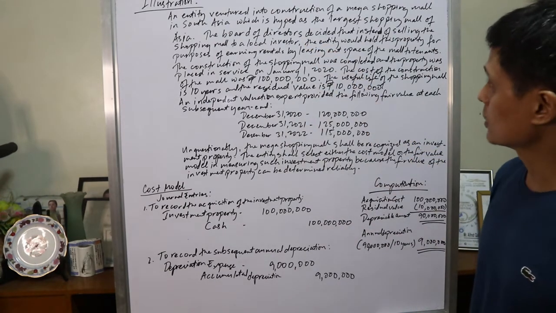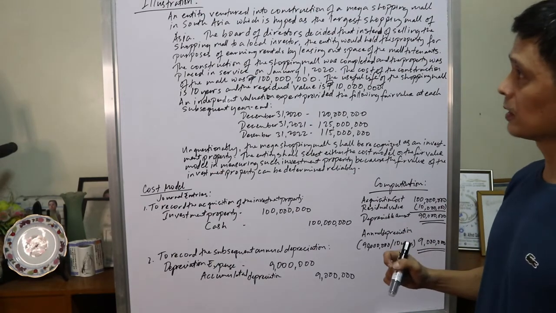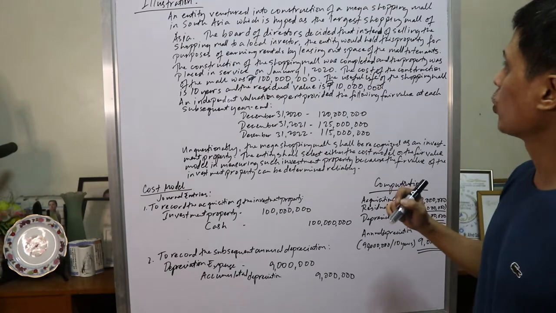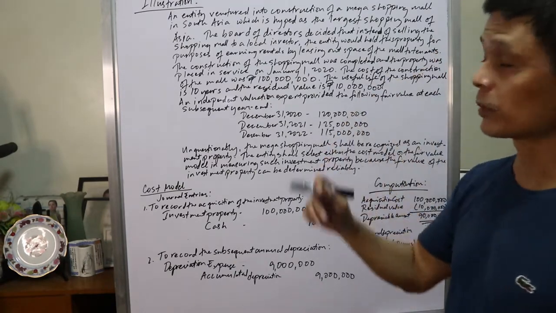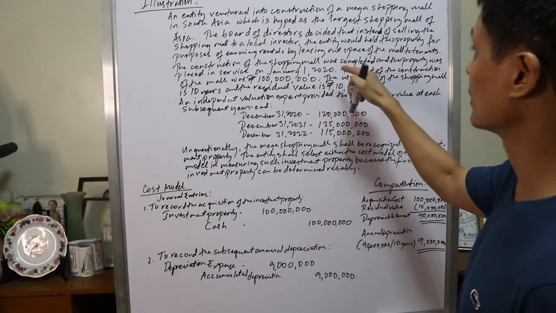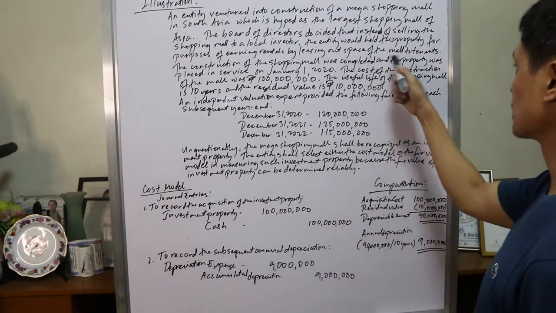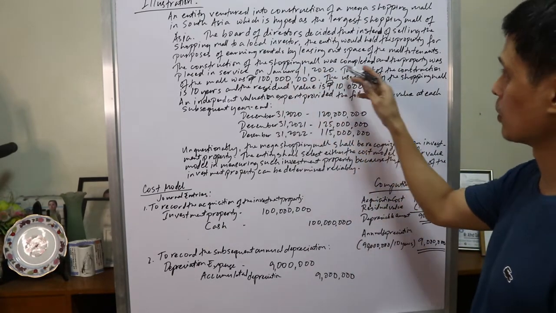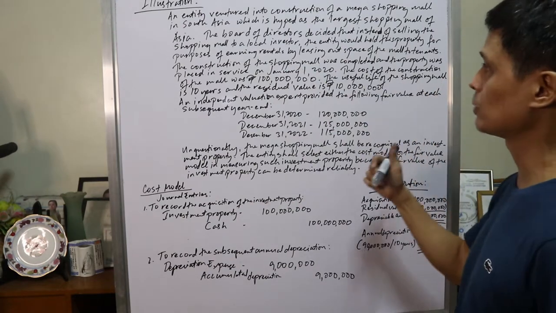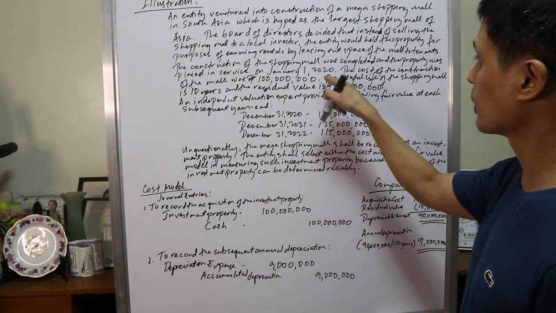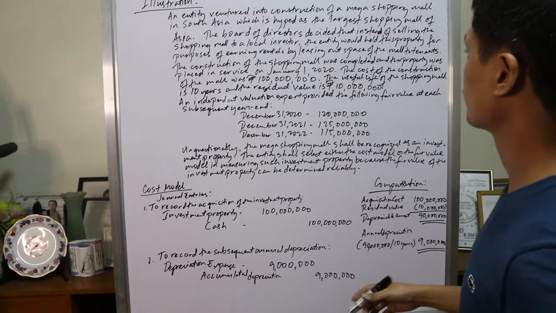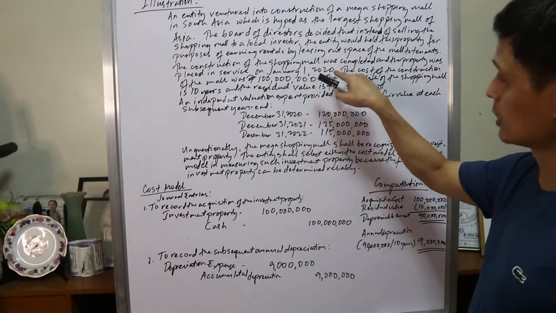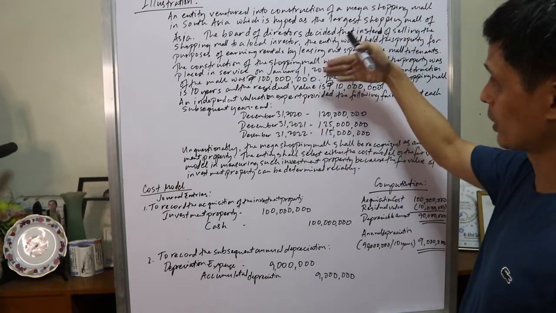The board of directors decided that instead of selling the shopping mall to a local investor, the entity would hold this property for purposes of earning rentals by leasing out space to the mall tenants. The construction of the shopping mall was completed and the property was placed in service on January 1, 2020. Dito na nagsimula yung service niya magmula January 1.